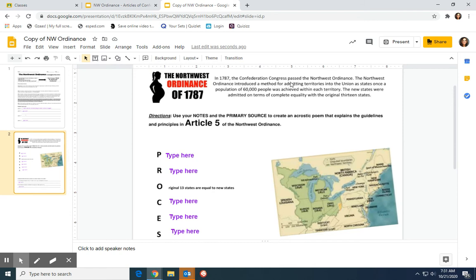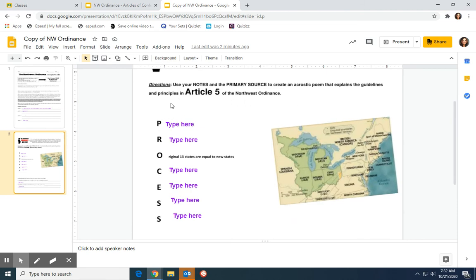In 1787, the Continental Congress passed the Northwest Ordinance. The Northwest Ordinance introduced a method for admitting territories into the Union as states once a population of 60,000 people was achieved within each territory. The new states were admitted on terms of complete equality with the original 13 states. So we know that the key part of the Northwest Ordinance is the word process. It's a process for adding a state, taking a territory to a state. So an acrostic poem is where everything starts with the letters that we have here. So here's an example. Original 13 states are equal to the new states. You have to find, and it doesn't have to be a complete sentence, it can be like a statement.